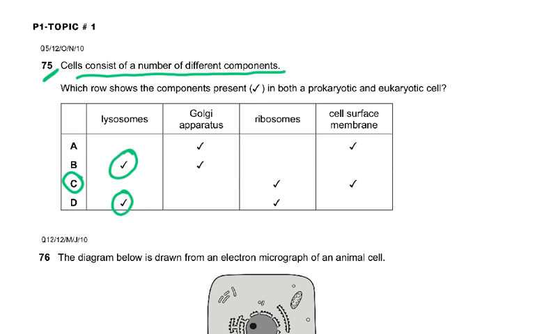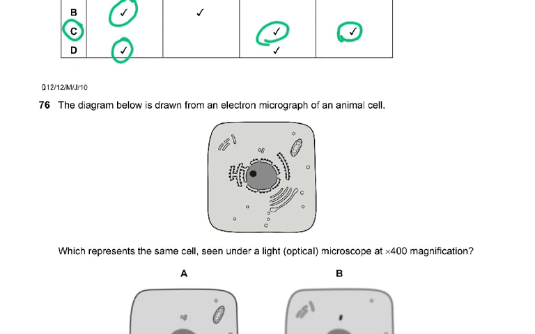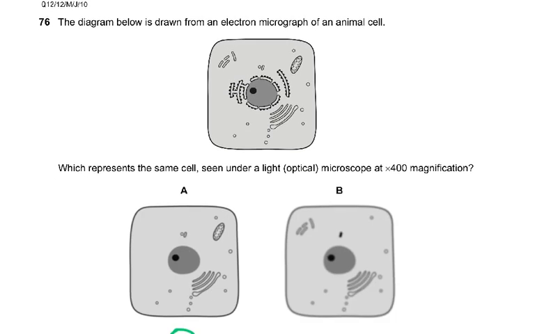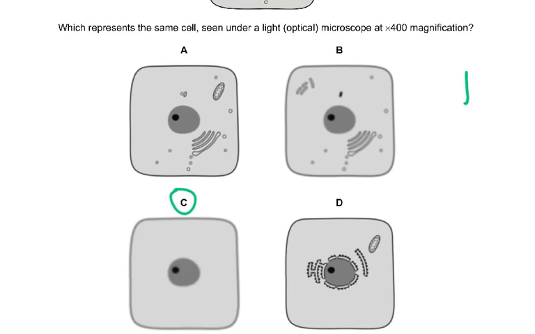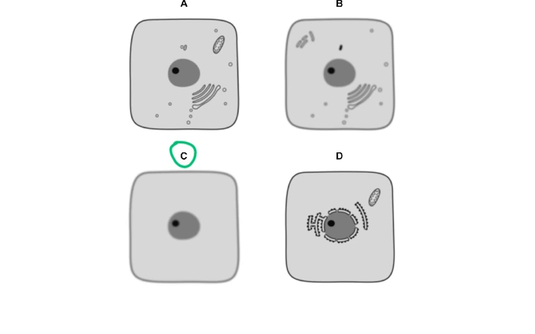Golgi is not present in both. Ribosomes are present in both, so that was correct. And cell surface membrane is present in both. Then the diagram, an electron micrograph of an animal cell, which represents it under a light microscope at 4. I told you this in the previous question. You don't see any details under the light microscope, so the answer was C.